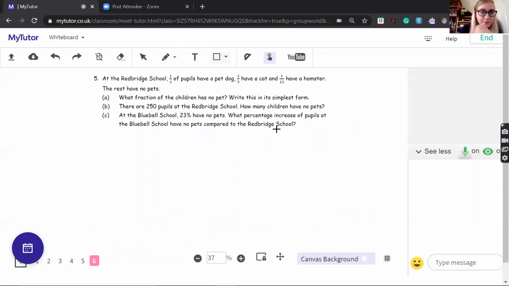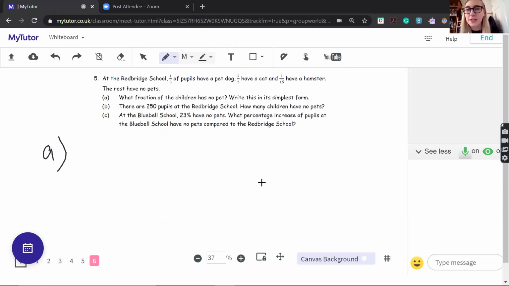So let's have a look at it. At Redbridge School, 1/3 of the pupils have a dog, 2/5 have a cat, and 1/15 have a hamster. The rest have no pets. So let's just start with part A. What fraction of the children have no pet? We want to write this in its simplest form. So hopefully you can see that the way that we're going to do this is add up those fractions and see what's left to take us up to 1. Because the rest have no pet and all the fractions have to add up to 1, because 1 is like our equivalent of 100% of the students.